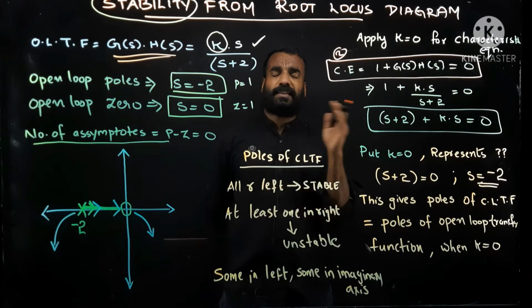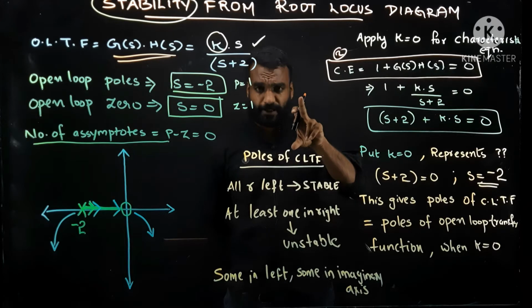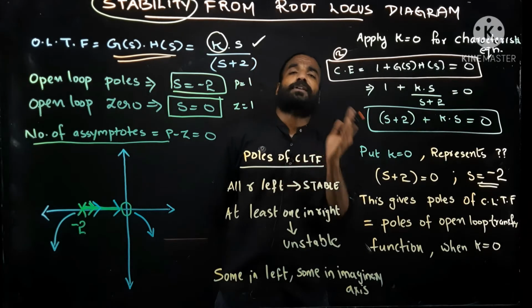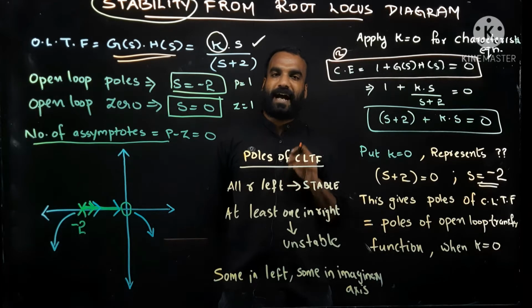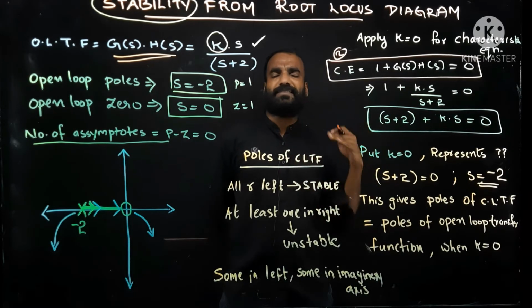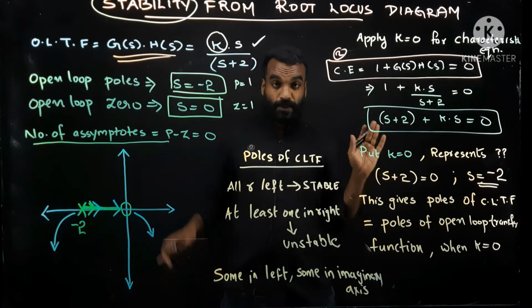If some poles are left, some poles are on the imaginary axis, and some poles of the closed loop transfer function are on the right, then unstable. If any one of the poles is there at the right side, definitely unstable.